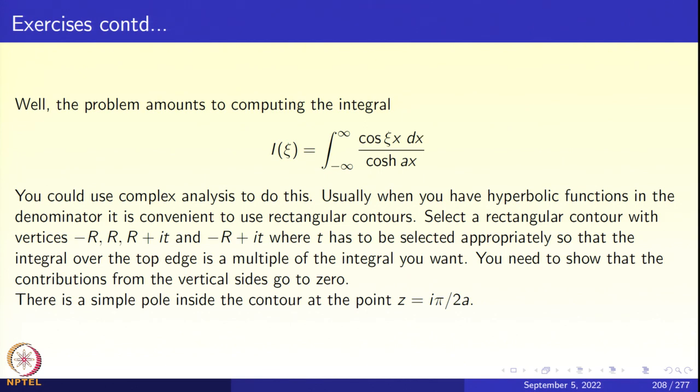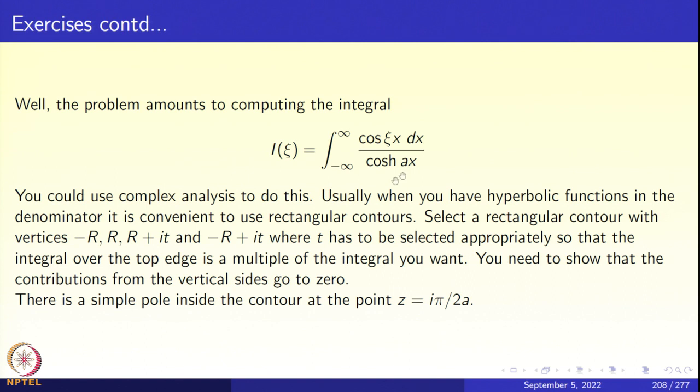Which holomorphic function are you going to choose? F of z equal to cos chi z upon cosh a z, where a is a positive real number. You can take chi also to be positive real. You take a rectangle as I indicated here. And you must choose the height of the rectangle in such a way that the integral over the top is a multiple of the integral over the base.